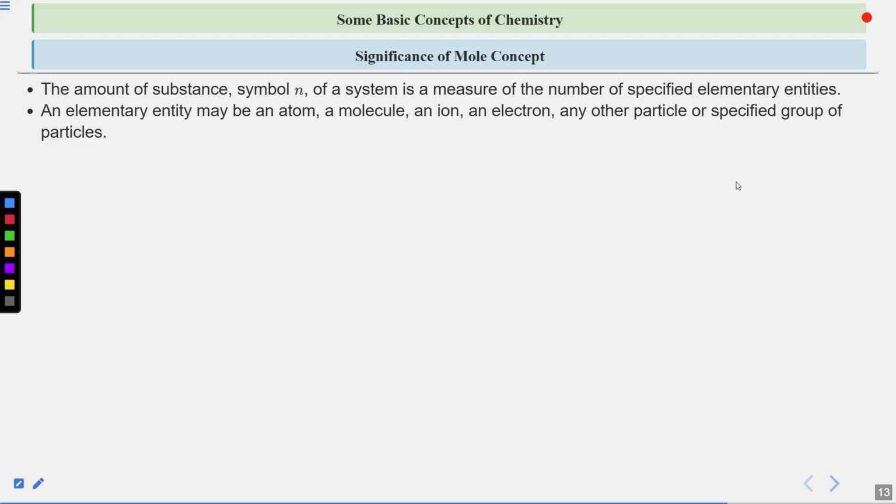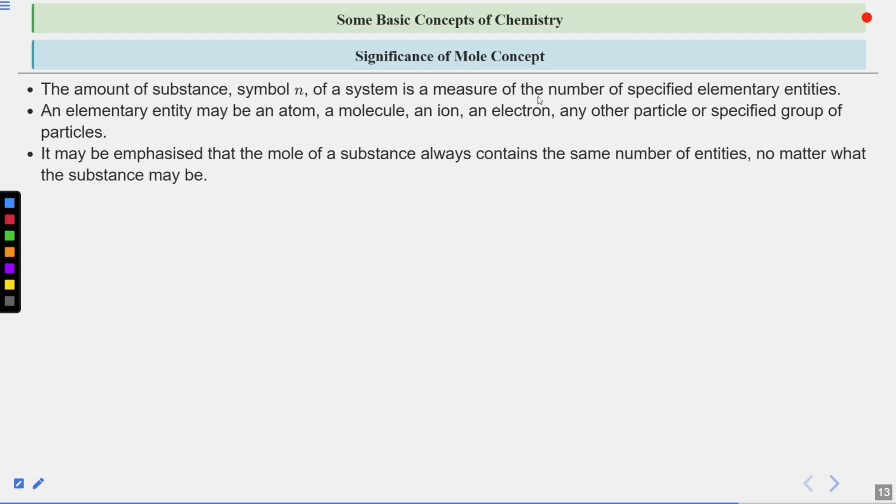And the same thing is applied for the mole. So its count will always be 6.022 into 10 to the power 23 entities, whether we are talking about atoms or molecules or ions or electrons or any other particle or specified group of particles. And no matter what the substance may be, we will say that 1 mole will have the same number of entities.